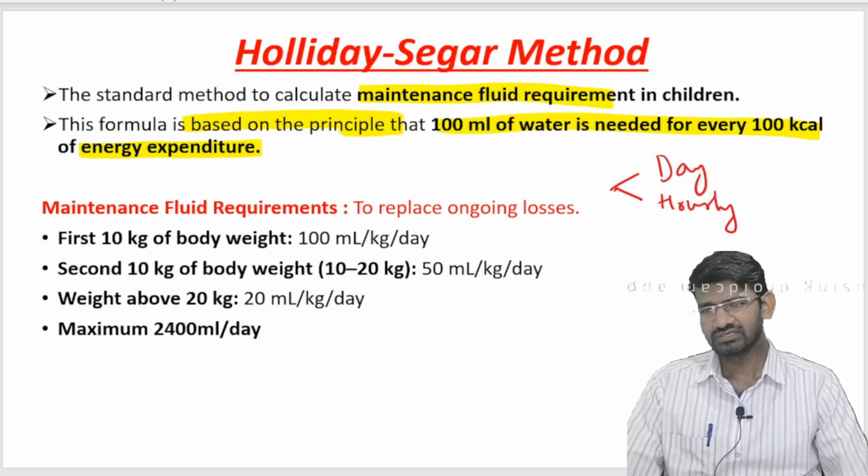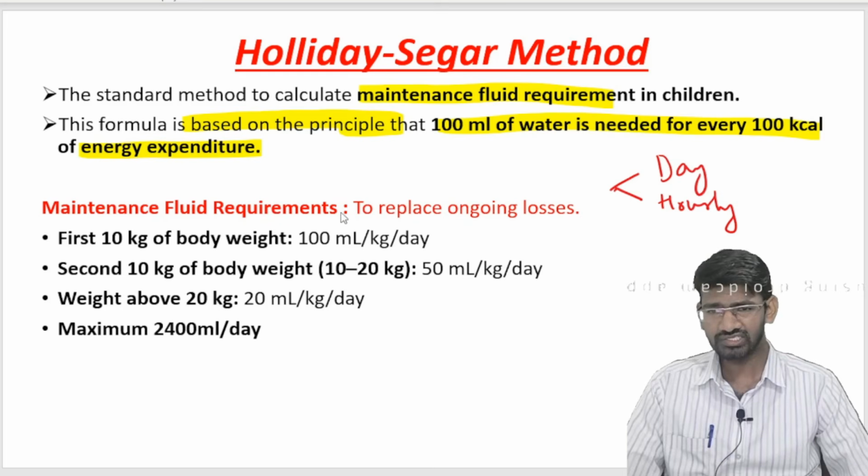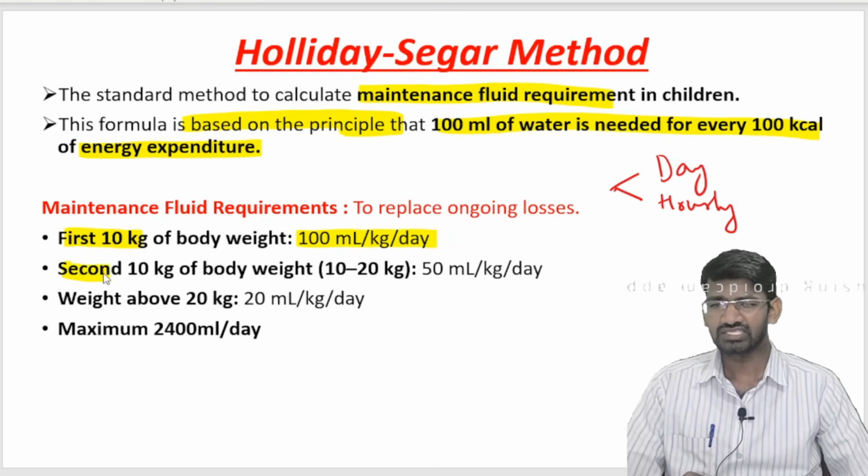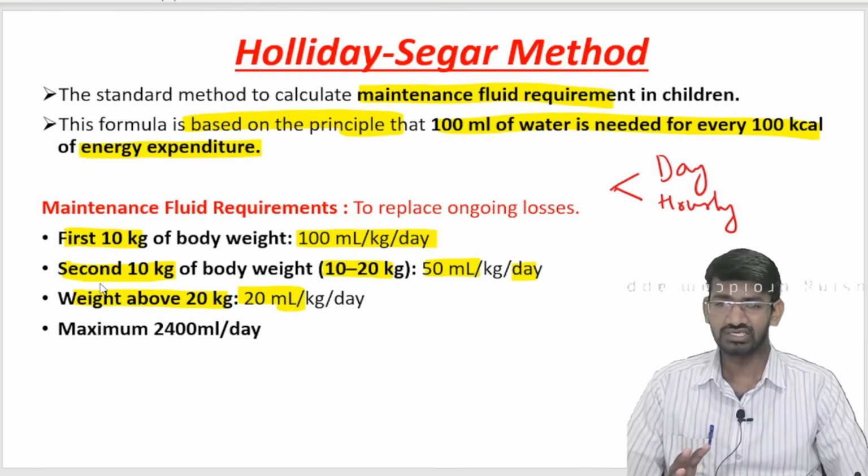First, we'll see how it is calculated per day. For the first 10 kg of body weight, we consider 100 ml per kg per day, for the next 10 kg, that is 10 to 20 kg, we consider 50 ml per kg per day, and for the weight above 20 kg, we consider 20 ml per kg per day.